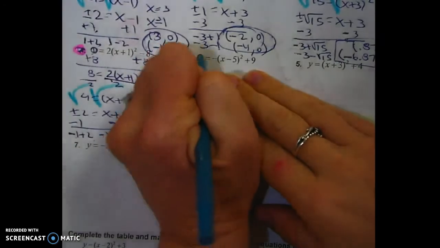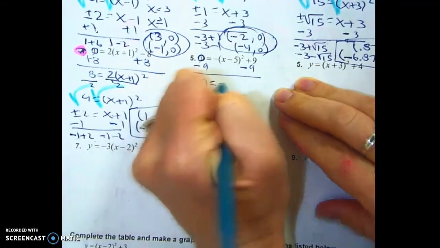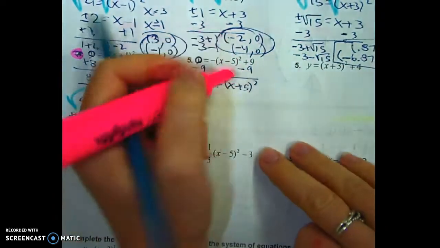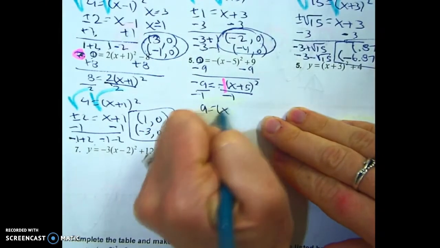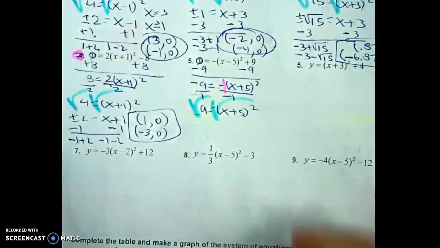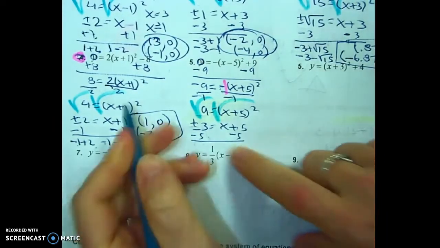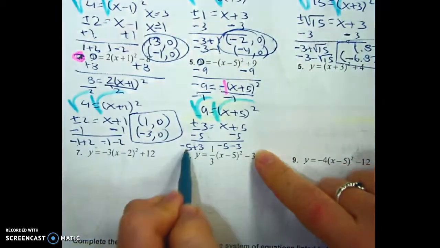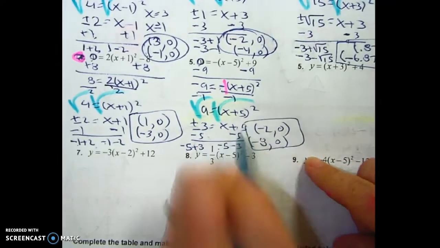Next one. Set the y equal to 0. Subtract 9. Problem is there's a negative there, which means there's an imaginary negative 1. So I have to divide by negative 1. I get 9 equals x plus 5 squared. Now I'm ready to square root. Plus or minus 3 equals x plus 5, minus 5, minus 5. Two options are negative 5 plus 3, negative 5 minus 3. Negative 5 plus 3 is negative 2. Negative 5 minus 3 is negative 8.